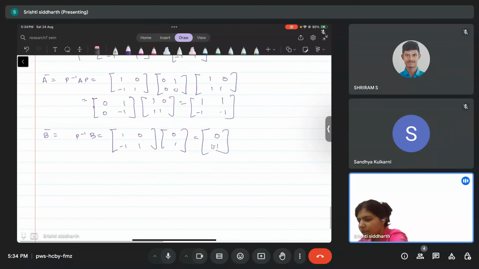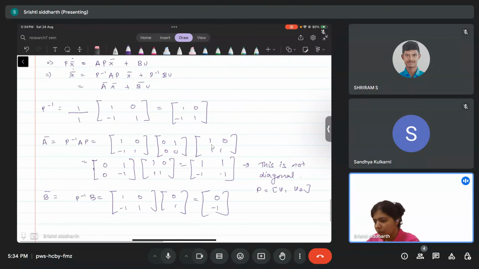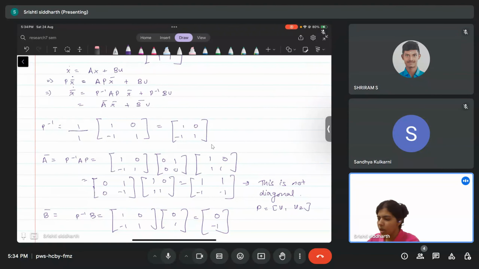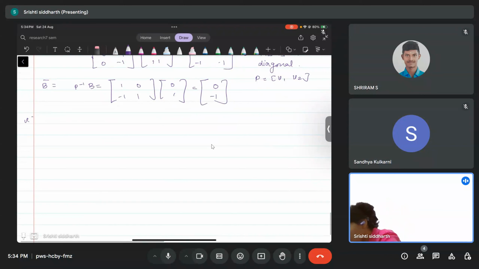So you can observe here that this is not diagonal, right? Why? Because we have not considered the eigenvalues of A. We have not computed those and then found the P matrix using the eigenvectors. In this question, the P matrix was already given to us and we just have to find the new modified state space specification. So we have a part C to this question.